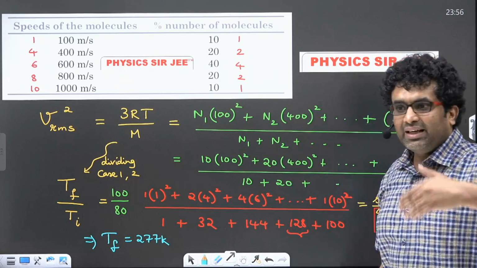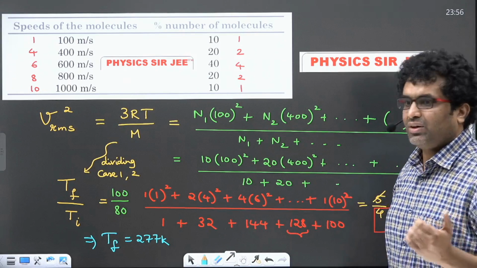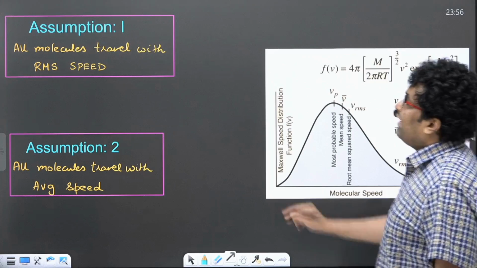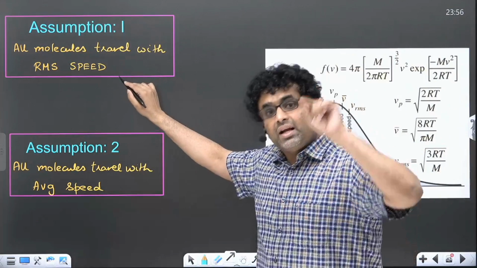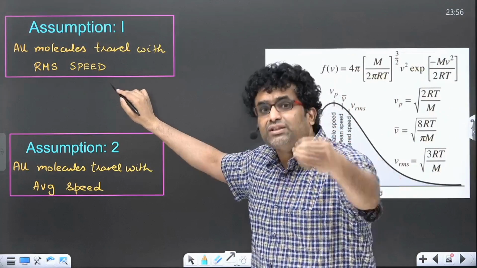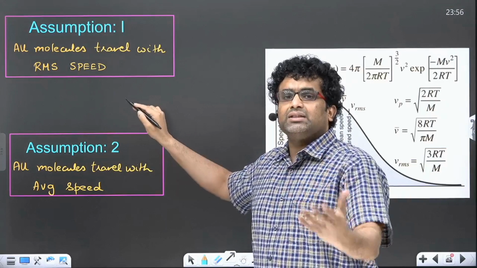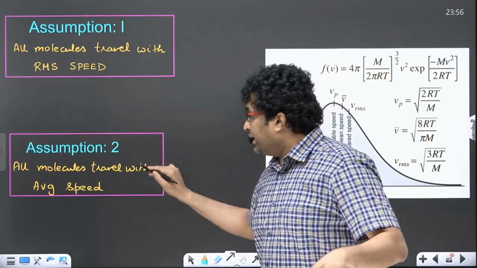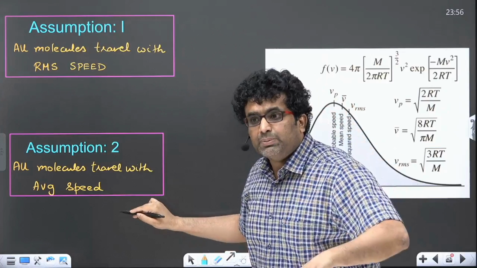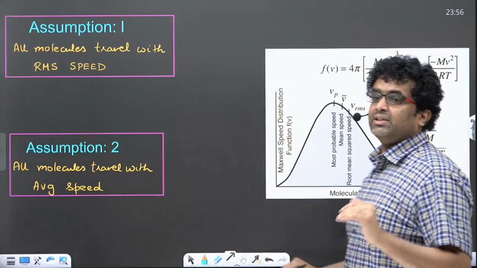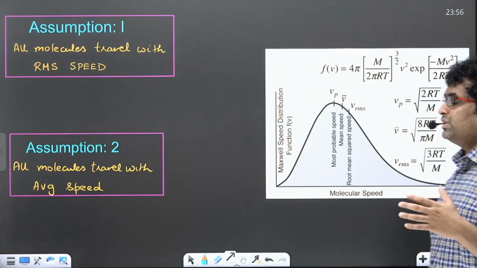The reason is that your 8RT by pi m analysis itself is wrong. Taking all molecules traveling at RMS speed gives you the correct energy analysis. It's the easiest way to describe an energy situation inside a gas. Taking all molecules traveling with average speed is not going to satisfy the energy situation, and therefore you cannot use it for the temperature formula.